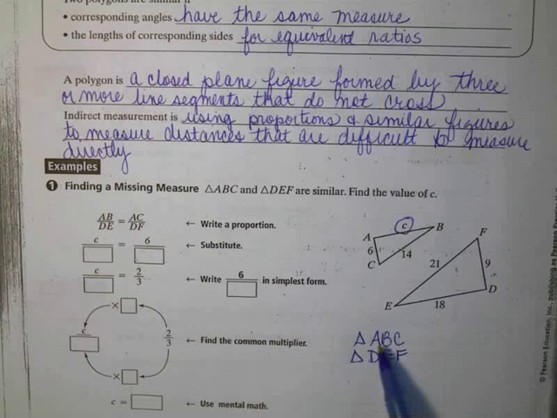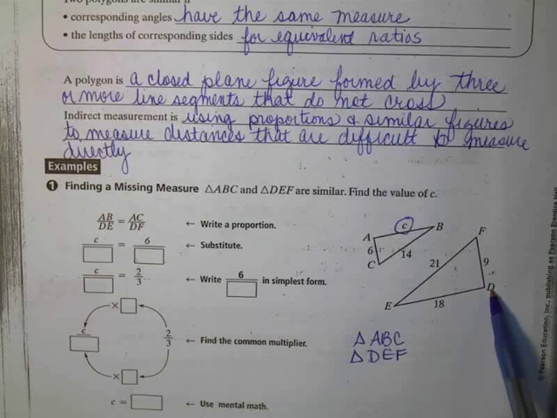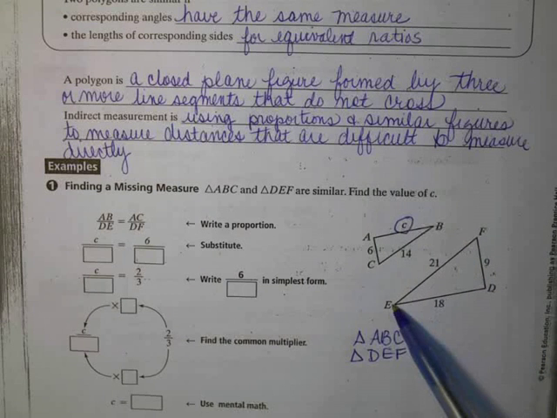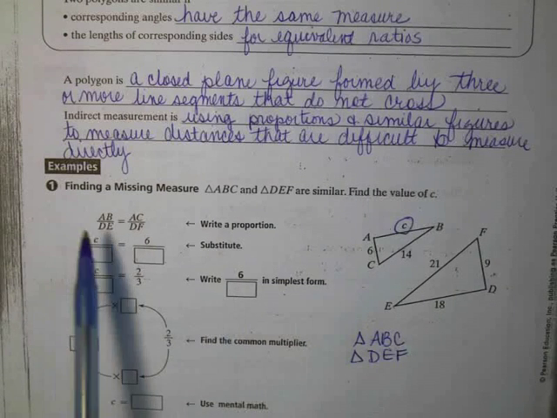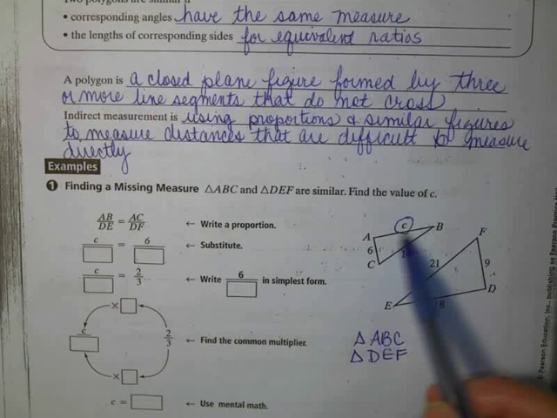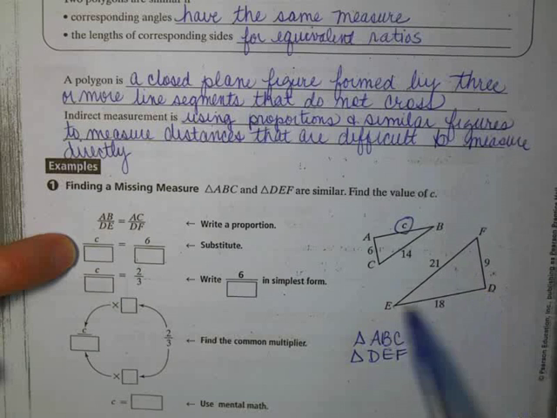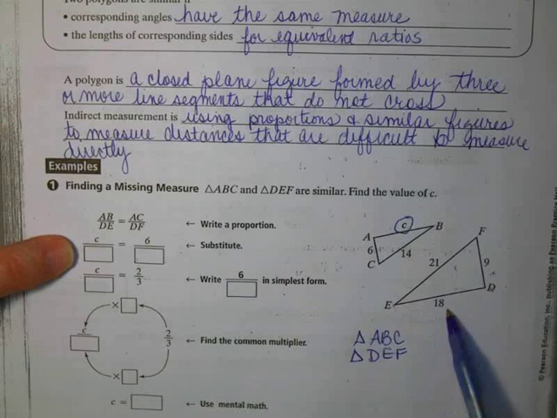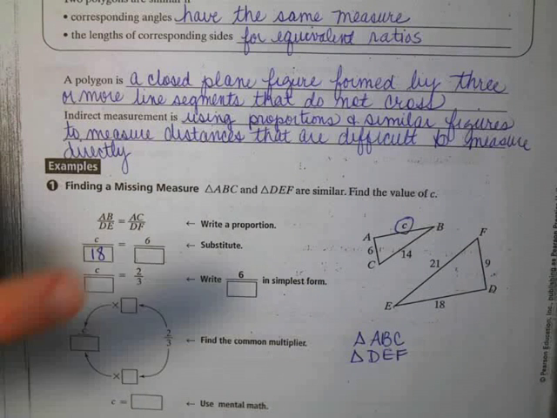When you have a statement that things are similar, angle A matches with angle D. So A and D are corresponding angles. B matches E, and C matches F. I'll use this idea also when I'm trying to pick out corresponding parts. So segment AB, which has length C, corresponds to DE. And DE has a length of 18. So I'm going to substitute that number in for DE.